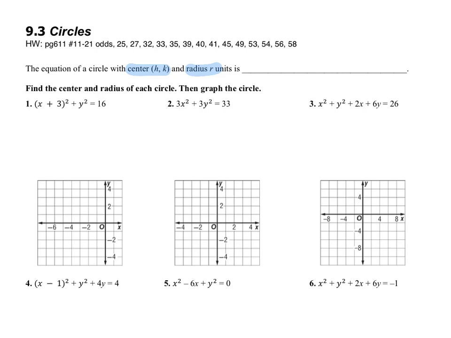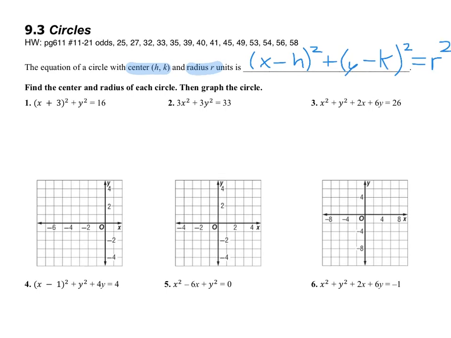So if you know those two things, the way you write the equation is x minus, and then you put the x coordinate from the center, and you square that set of parentheses. Then you make another one with y minus, and it's the y coordinate from the center, and you square that one, and it equals the radius squared.